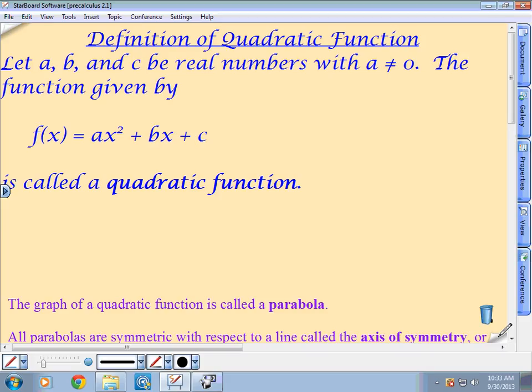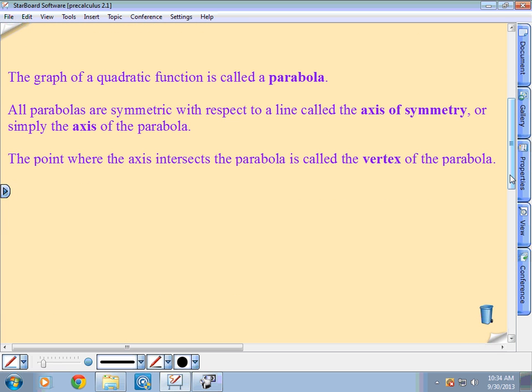And the function is given by the notation f of x equals ax squared plus bx plus c. This is called a quadratic function, and this is a 2nd degree polynomial because you have an exponent of 2. Okay? And you know by now, you've done enough math to know that the graph of a quadratic function is called a parabola. So anytime you graph a quadratic function, you're going to get a parabola.